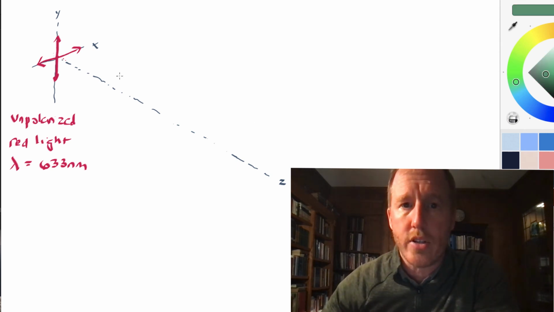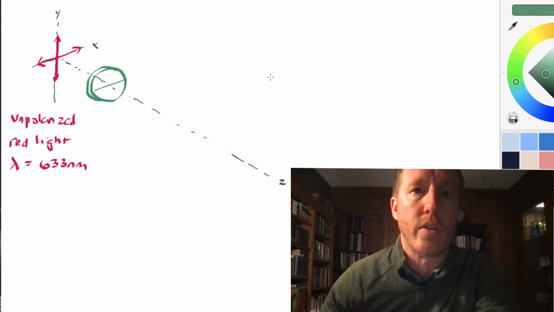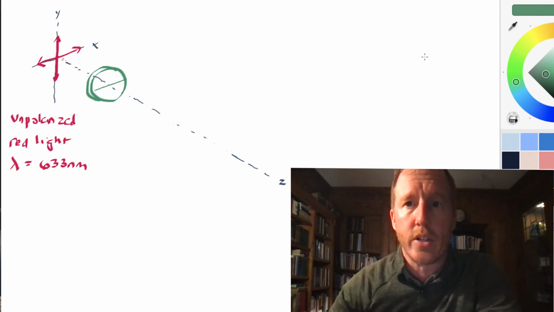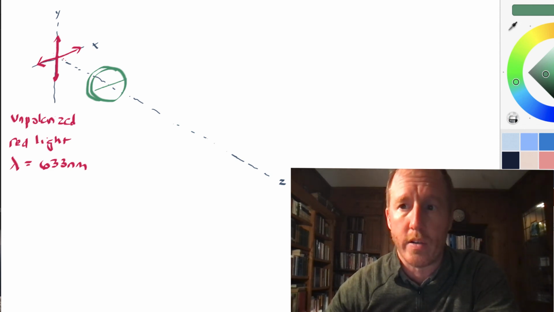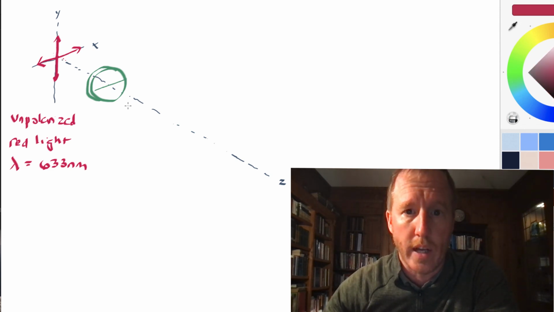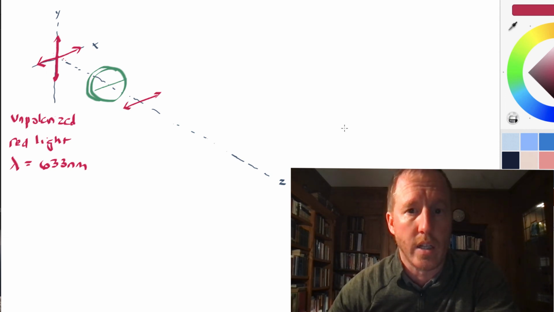And now let's imagine that it strikes a polarizing filter. So I'm going to imagine we put a polarizing filter right here in front of it. And let's suppose that this polarizing filter is oriented so as to only allow light that is polarized along the x direction, and it quenches or extinguishes polarization vibrations along the y direction. If we do this, well then, the light that makes it through this is going to be purely horizontally polarized, and that's what I'm indicating here.